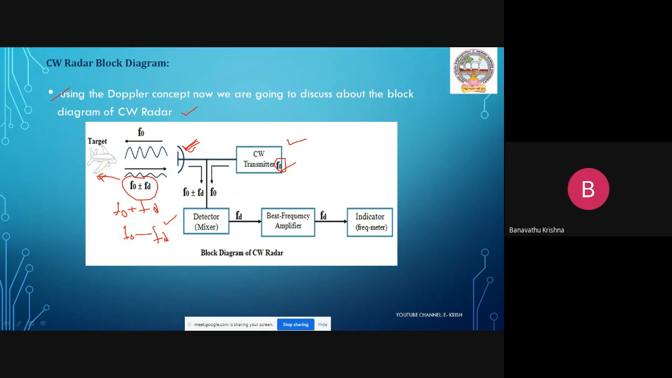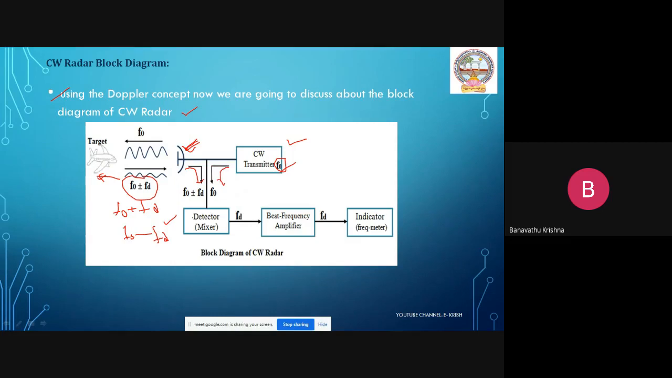Further, he says it is a duplexer antenna. The duplexer antenna, as already known from previous classes, performs both the transmitter section as well as the receiver section. After re-radiating the signal, the re-radiated signals are received at the radar receiver station at the detector, as well as the reference signal, that is the transmitted signal, which is also given to the input of the detector.